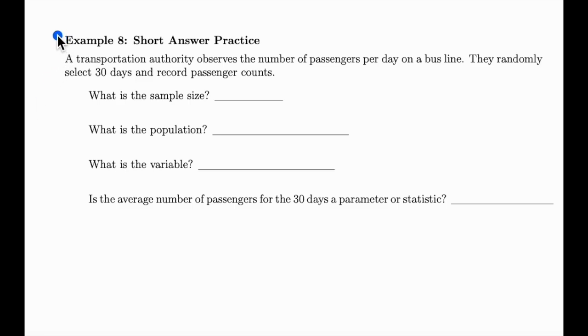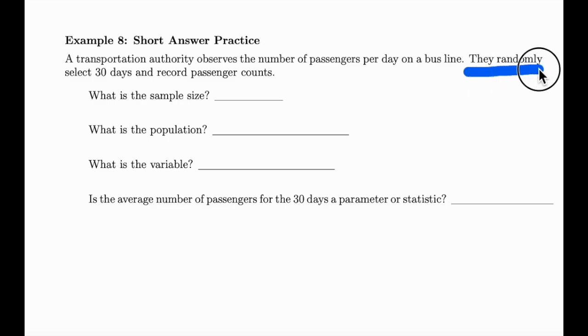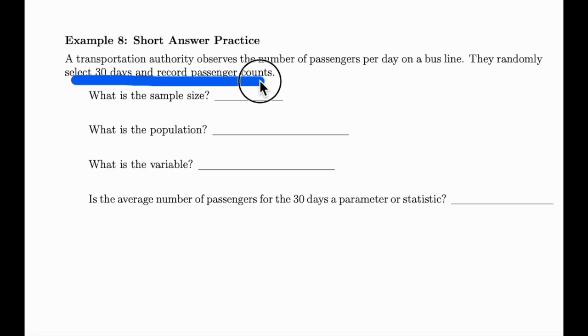Right, let's look at example 8. We have a transportation authority that observes a number of passengers per day on a bus line. So each day, someone counts a number of people that use a particular bus line, and they randomly select 30 days and record the passenger counts. Now, the first question says, what's the sample size? The sample size is the number of values that you have in your sample. Because we are collecting information for each day for 30 days, our sample size is going to be 30.